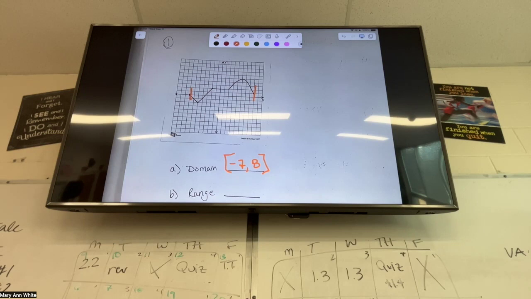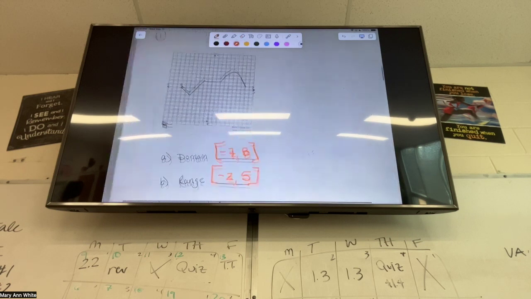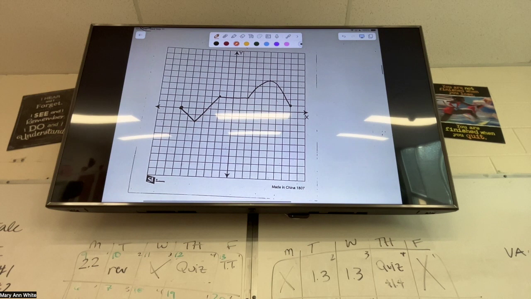Thank you. What's my range? What's my lowest y? Negative two. What's my biggest y? Five. Perfect. Brackets or parentheses? Brackets. Very good. Okay, so we do a really nice job with that. Let's go on to our increasing and decreasing intervals, okay?